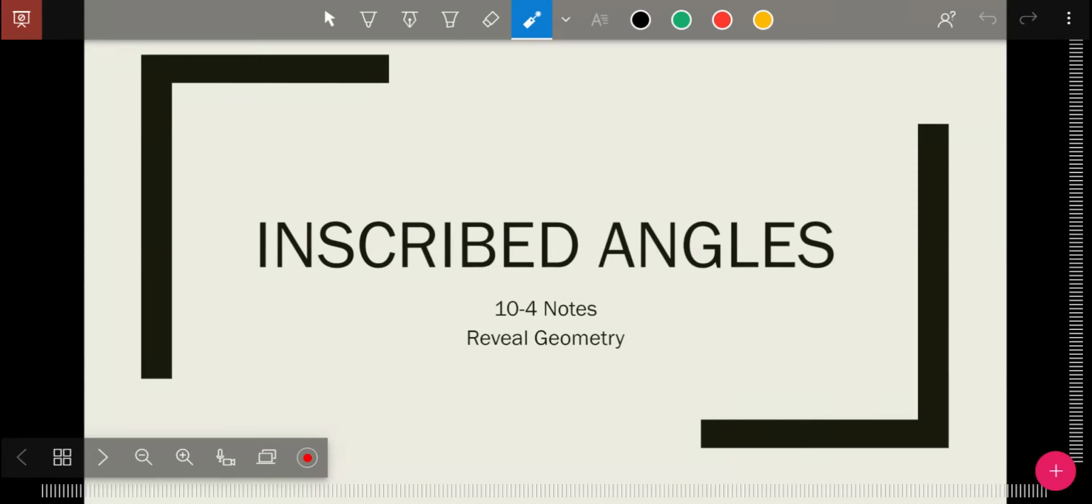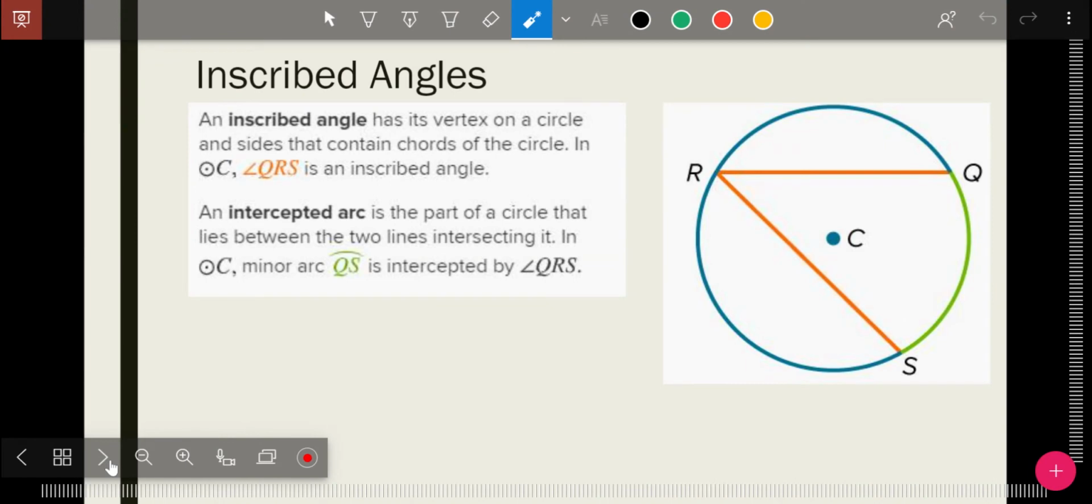Notes on inscribed angles from Module 10, Lesson 4. An inscribed angle is an angle that has a vertex on the circle. So this point right here, where R is the vertex of QRS, this angle. And so the vertex is on the circle. That's an inscribed angle.